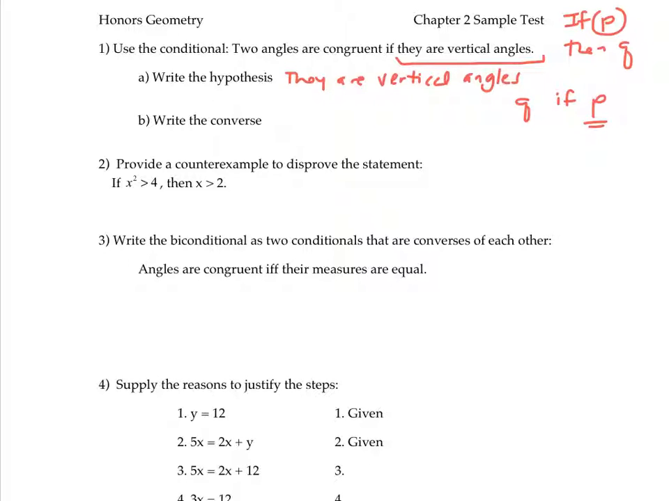And we have to write the converse. So we would say, and you can write it in typical if-then form if that makes it easier: if two angles are congruent, then they are vertical angles.